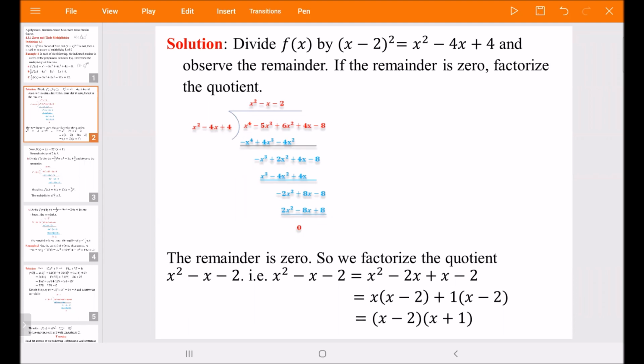Because the remainder is 0, we continue. If the remainder was not 0, we would stop this process and determine that the multiplicity of x minus 2 as a factor of f of x is 1, because f of x divided by x minus 2 the whole square has a remainder that is not 0.